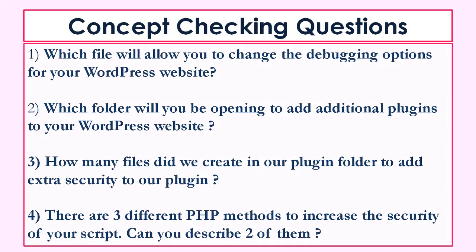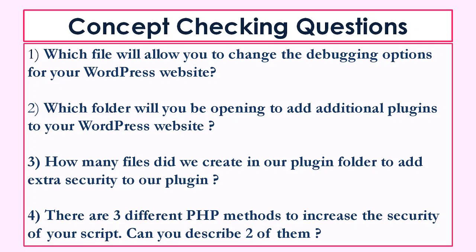So the concept checking questions. Do you know which file will allow you to change the debugging options for your WordPress website? Which folder will you be opening to add additional plugins to your WordPress website? How many files do we need to create to add extra security to our plugin? And there are 3 different methods to increase security. Can you describe 2 of them?